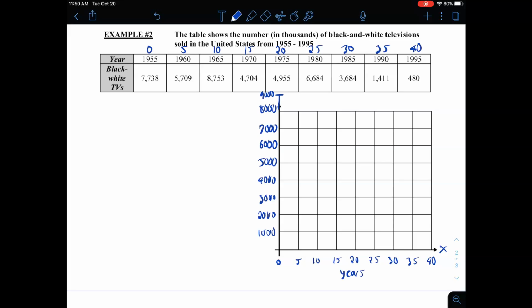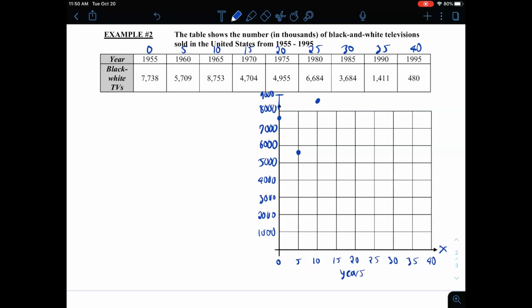We got 1955, our year 0 was 7,738. So we're going to go a little bit above halfway for 7,000. Then we got 5,709. We're going to go a little bit above halfway, between 5 and 6,000. All right. Then we have 8,753 for 10 years. That's going to be closer to 9,000. It's going to be up here.